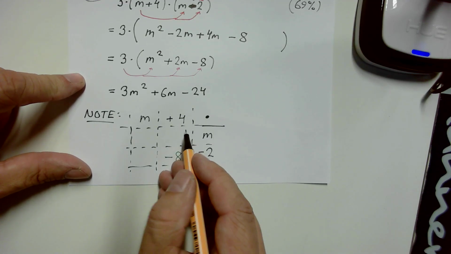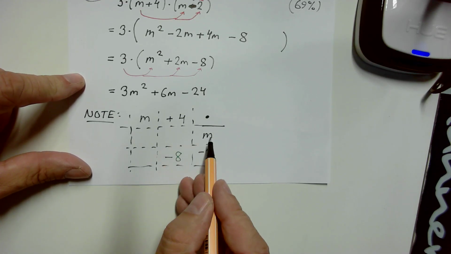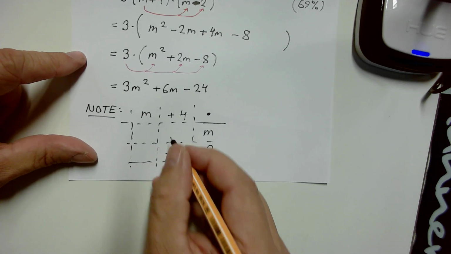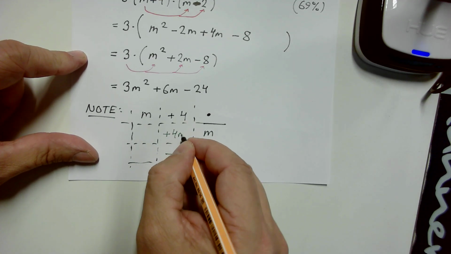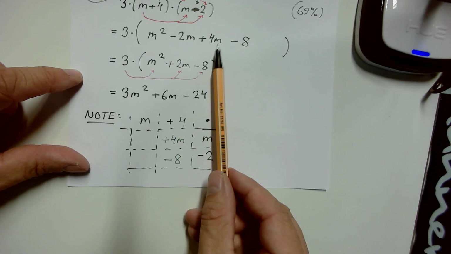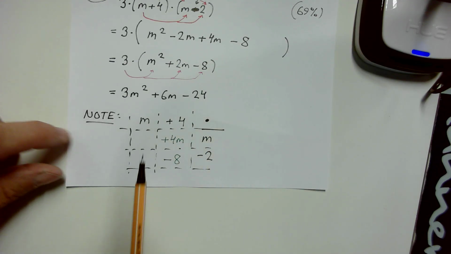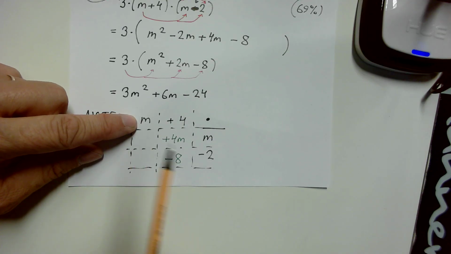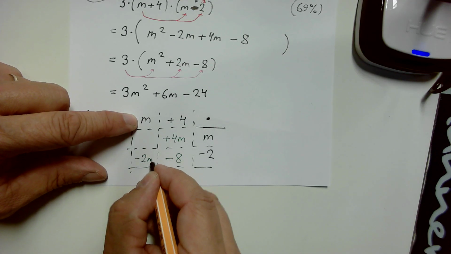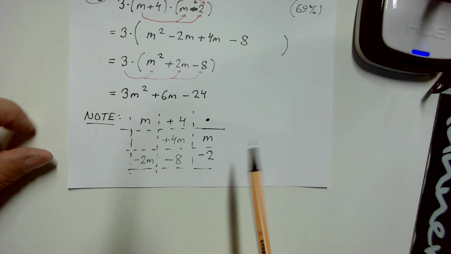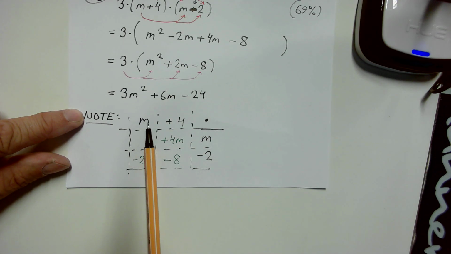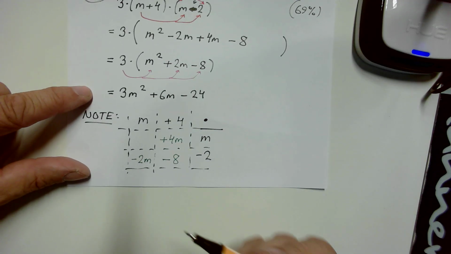And then, for example, this is easy. Plus 4 times m is plus 4m, and it is the same as here. Here you see plus 4m. And then we have here m times minus 2, that becomes minus 2m. It is here. And here we have m times m, that is m squared.